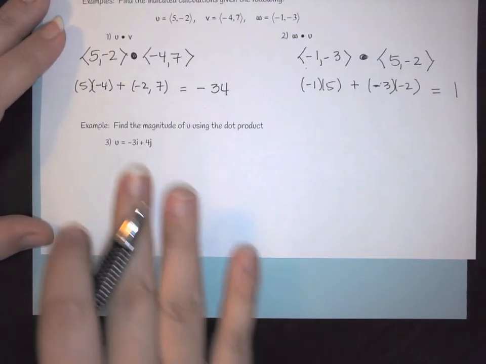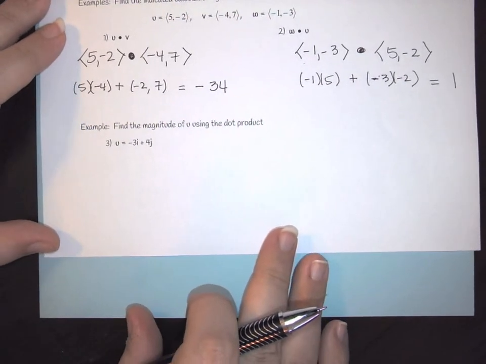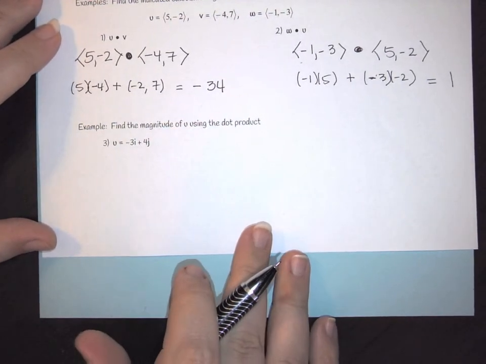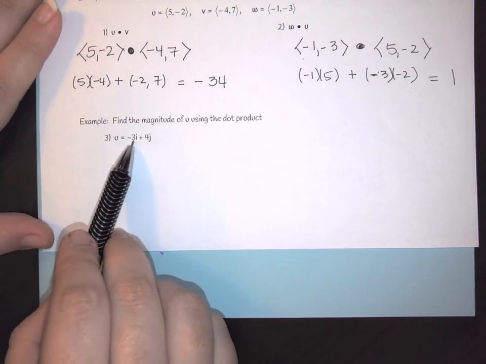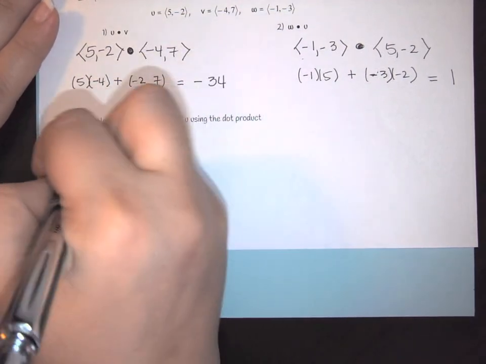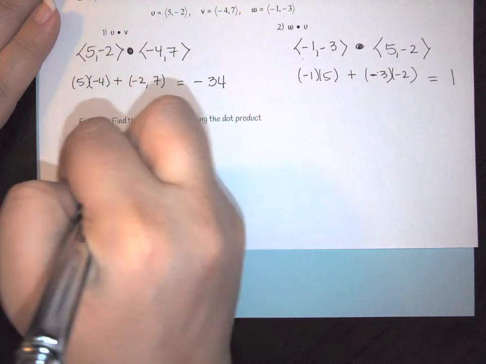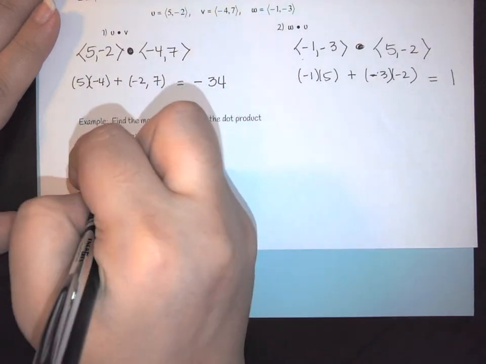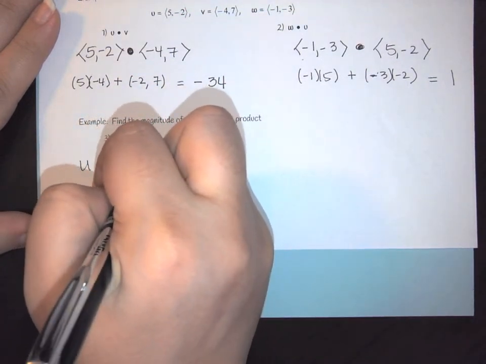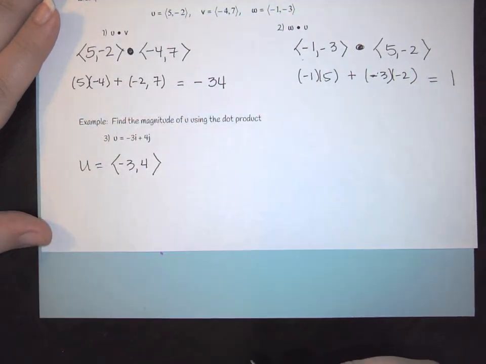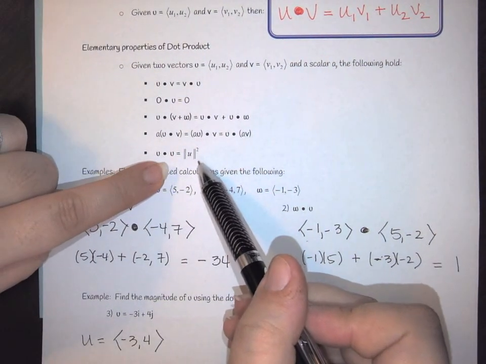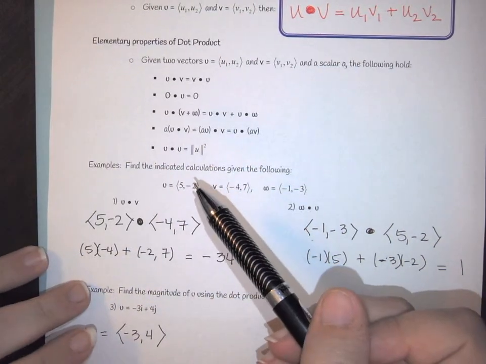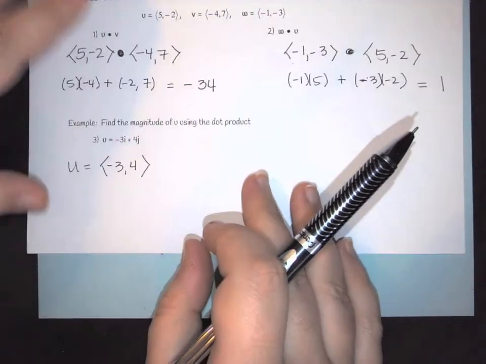Now, last but not least, I need to find the magnitude of u using the dot product. So here I've got the linear combination negative 3, 4. So what this actually tells me is that u has the components negative 3, 4. So I need to find the magnitude. First and foremost, I have a formula here that I can use, which says I have magnitude squared, which is your dot product idea.